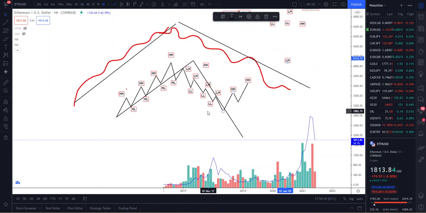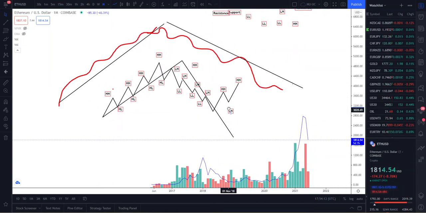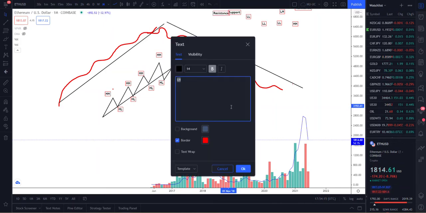The previous low is lower. So this is going to be a higher low. It's going to be a higher low.